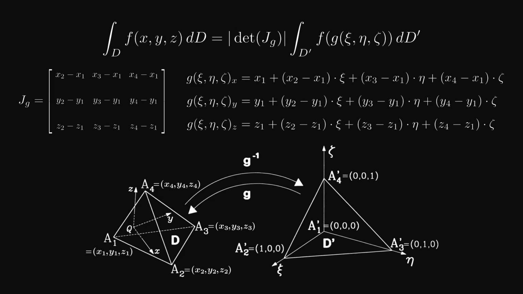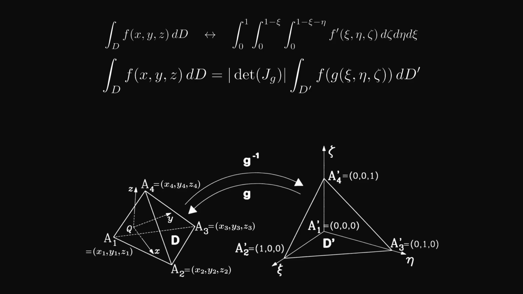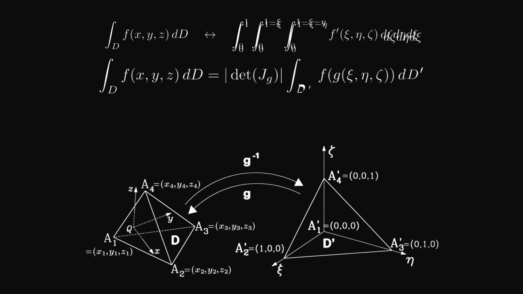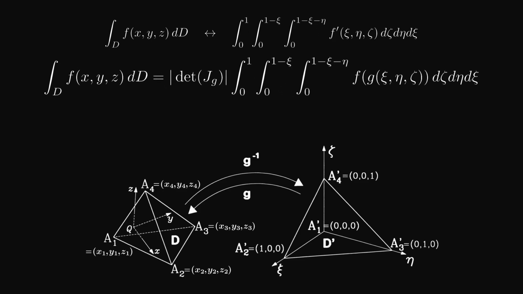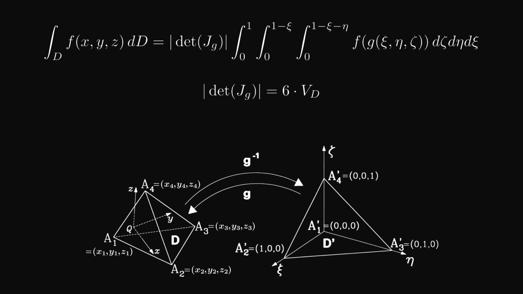Secondly, the Jacobian matrix contains the tetrahedron's edge vectors like mentioned previously. So its determinant is equal to the volume of the parallelepiped that is formed by these vectors. And that in turn is 6 times the volume of the tetrahedron D, which we'll keep in mind for later. With the previously derived formula, we now know how to specify the bounds of the D' integration. And that's the formula to integrate a function f over the volume of an arbitrary tetrahedron D.